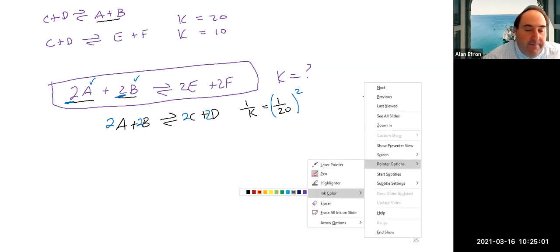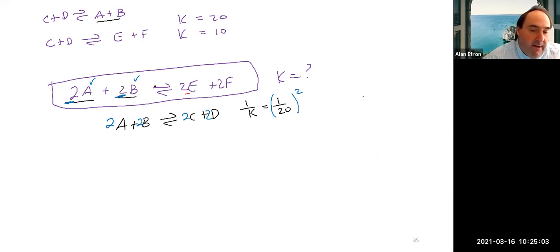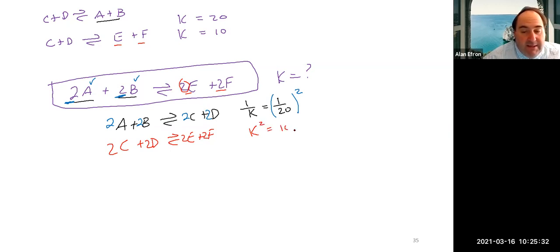Now let's take a look at the other side. I have E and F on the product side, which I do over here as well. But here I don't need 1 of them, I need 2. So I need to take that bottom reaction and multiply everybody by 2. In terms of the K value, what that means is I'm going to take that K value and square it, which means I would take 10 squared in this case.